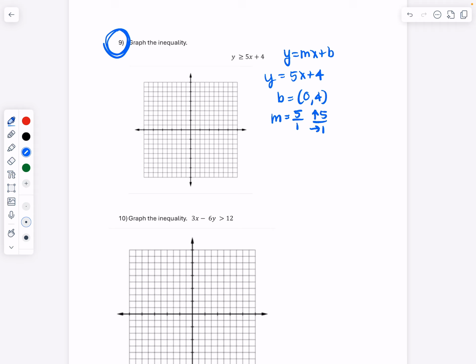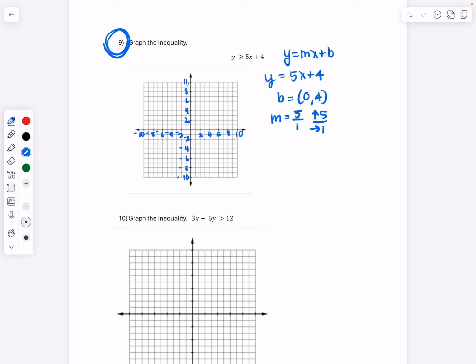Since I have this, I'm going to go in values of 2. So 2, 4, 6, 8, 10. Now I put those negatives in there. Okay, so let me go ahead and plot this.